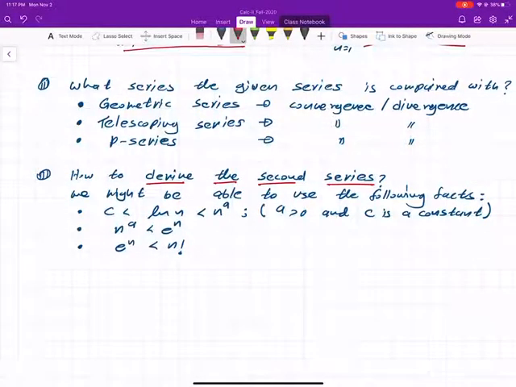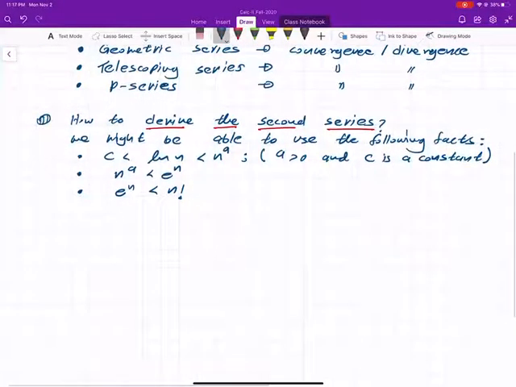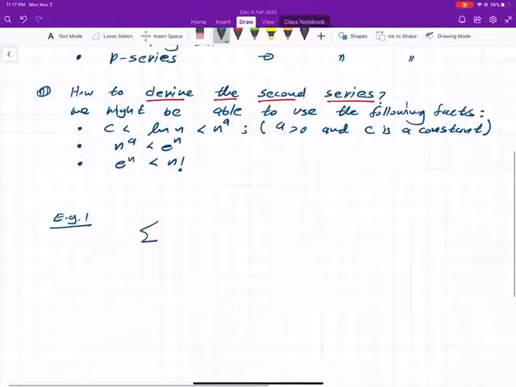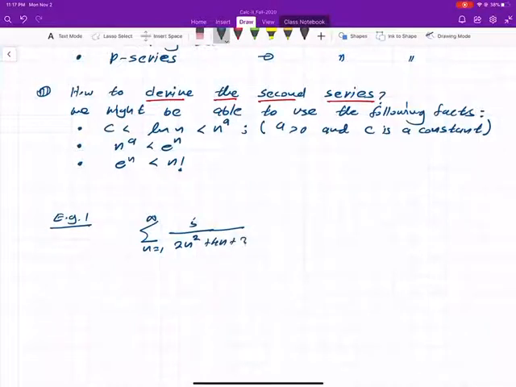Alright, let's discuss an example so you can understand everything very well. Example number 1. This is the series given to you: sigma n goes from 1 to infinity, 5 over 2n square plus 4n plus 3. You have to check whether this converges or diverges.